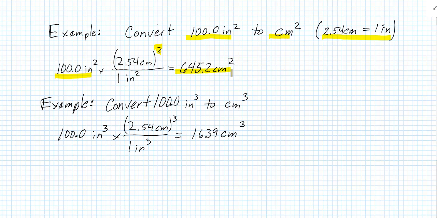Another example would be to convert 100 cubic inches to cubic centimeters. Again, you'd start with the measured value of 100.0 inches cubed, and then multiply by 2.54 centimeters cubed, with everything in the parentheses being cubed, for 1 inch cubed. And this would give an answer of 1,639 centimeters cubed.